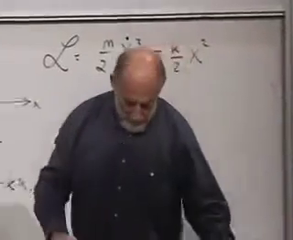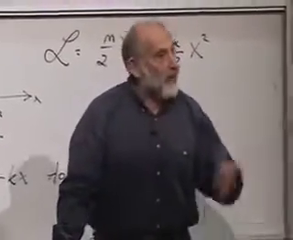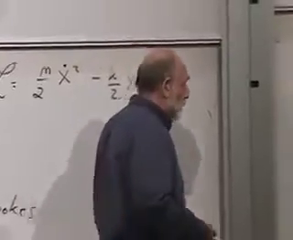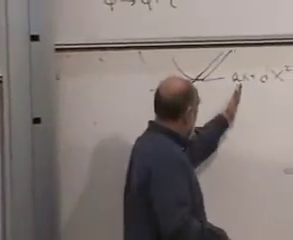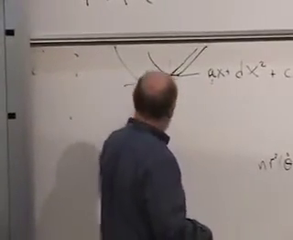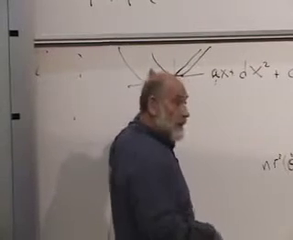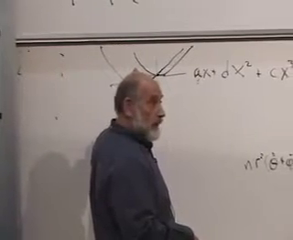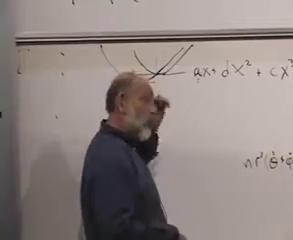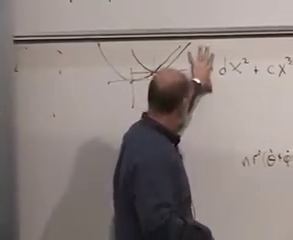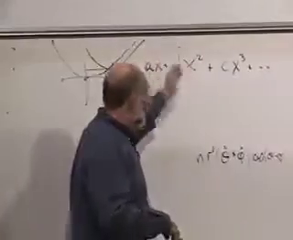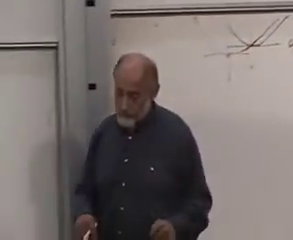So the constant coefficient is of no importance, a constant. The linear term can always be shifted by going to the minimum, by starting your coordinates at the minimum. That gets rid of the first term, and then you're left with the x squared term.